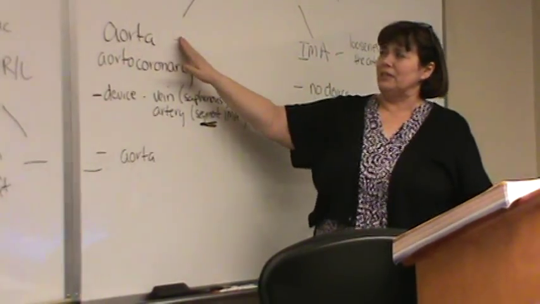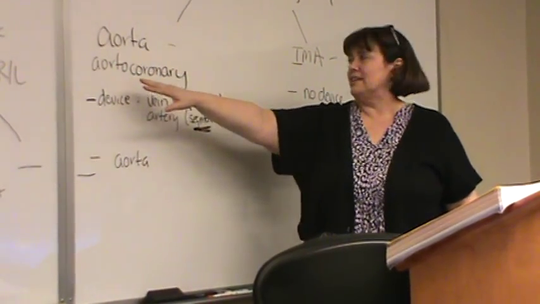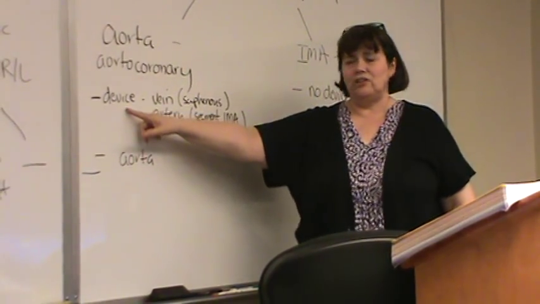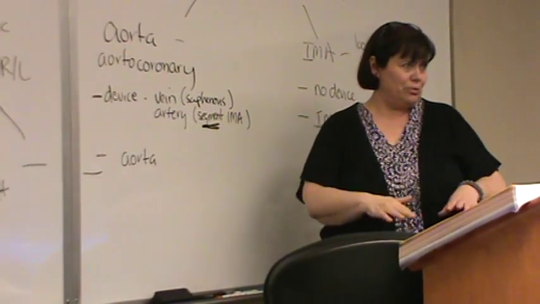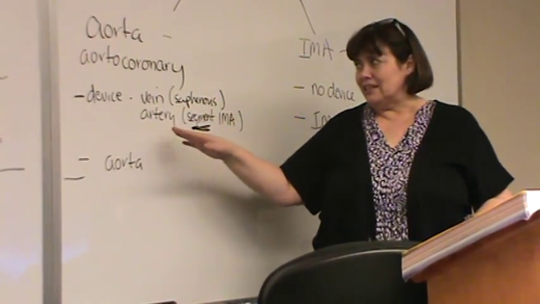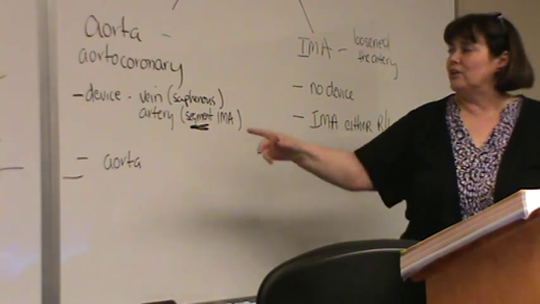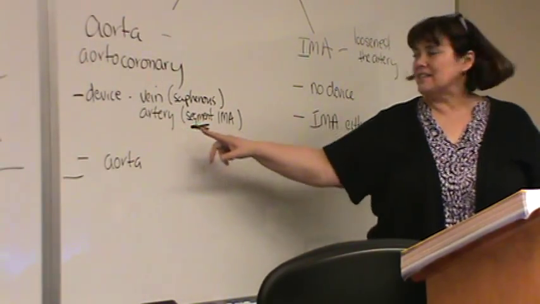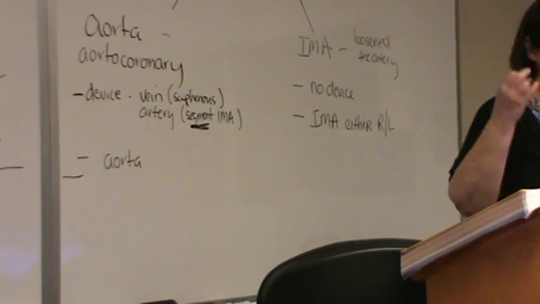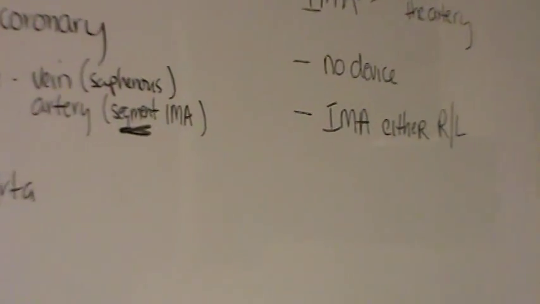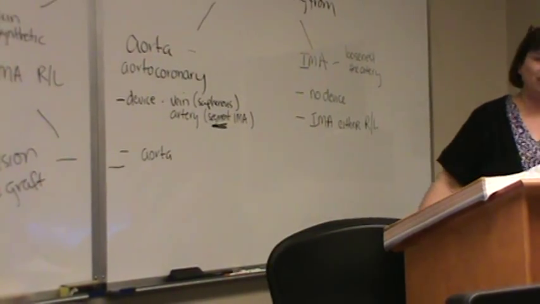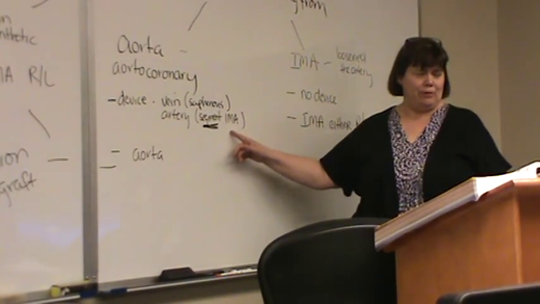Okay, if it's coming from the aorta, then it's an aortocoronary bypass. Okay, and you're going to have the number of sites that were bypassed, and then the device. I mean, what device did they use? It could be vein, it could be artery. It doesn't have to be the internal mammary artery. It could be, I think, gastroepiploic or whatever that one's called, or it could be some other artery that they use. It doesn't have to be the internal mammary.